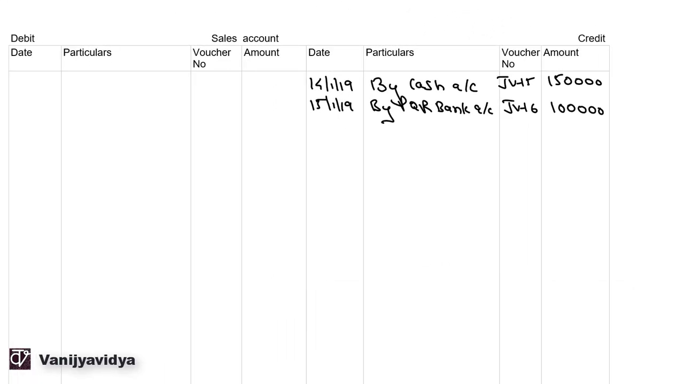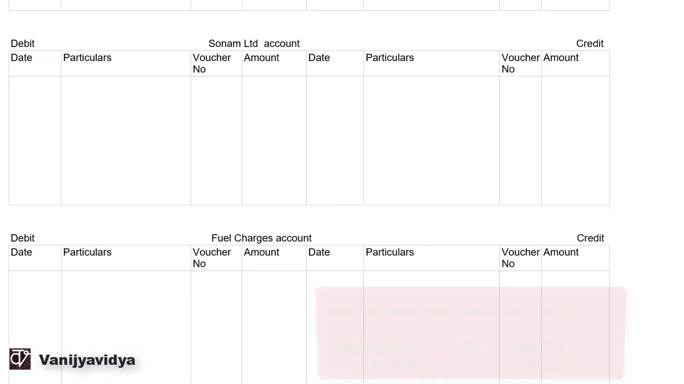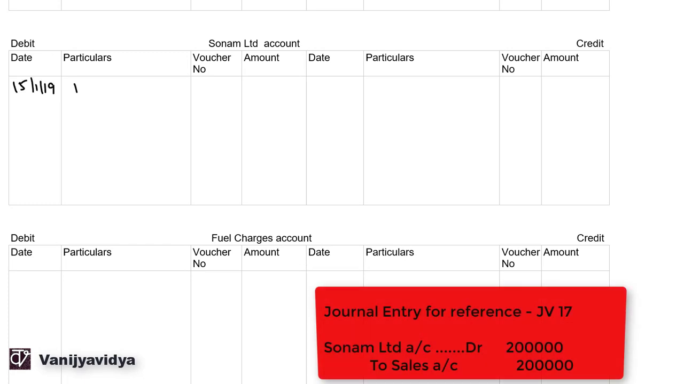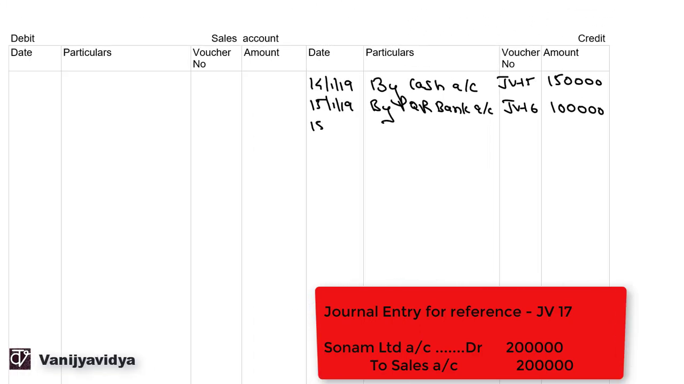Now let's move on to the next transaction. 15 Jan 2019, Sonam Limited account debit 2 lakhs to sales account 2 lakhs, JV17. One impact will be on the debit side of Sonam Limited account and one more impact will be on the credit side of the sales account. Let's post this journal entry. On the debit side of Sonam Limited account, 15 Jan 2019 to sales account JV17 2 lakhs. On the credit side of sales account, 15 Jan 2019 by Sonam Limited account JV17 2 lakhs.